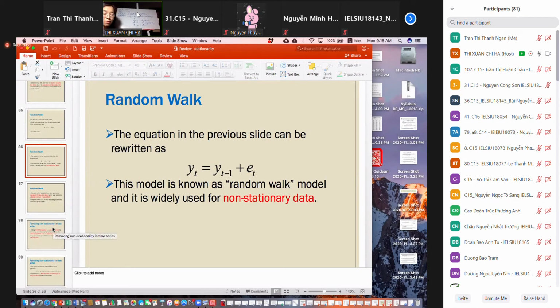You remember random walk? So why do we need to review random walk? Because this model is widely used for non-stationary data.